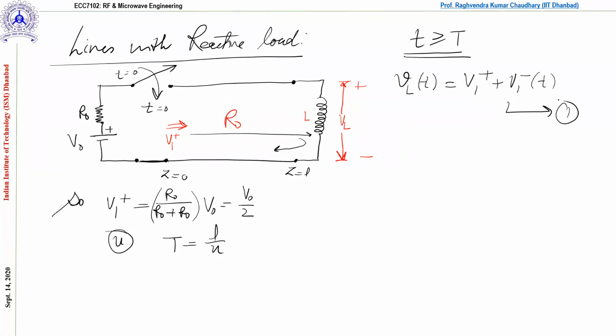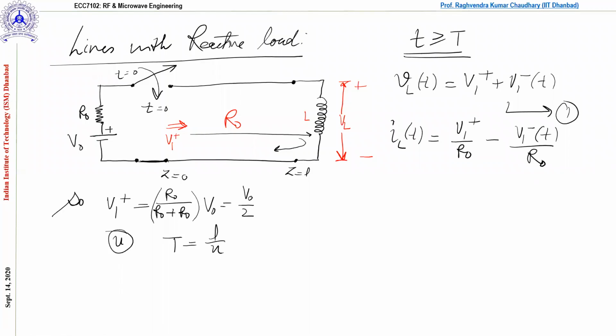Now, similarly, you can also write the current IL. Fine, it is a function of time. This will be just a negative sign and division of R naught, V1 plus over R naught minus V1 minus, a function of t, divided by R naught. Same thing, just small changes we made here.